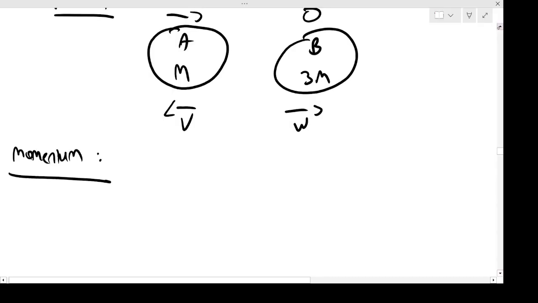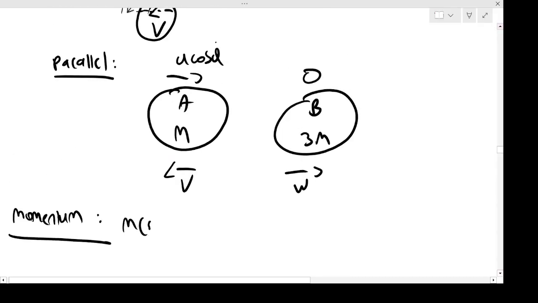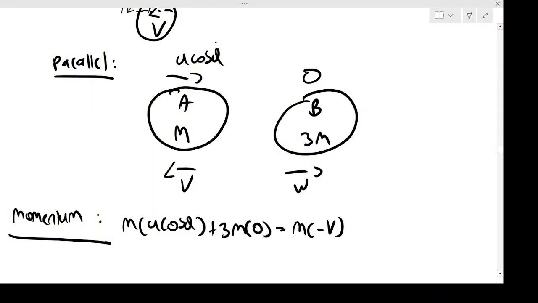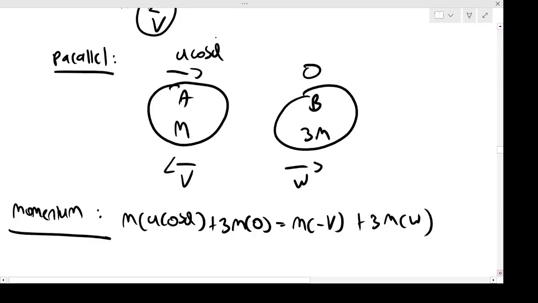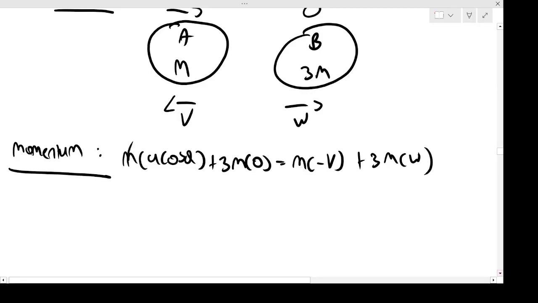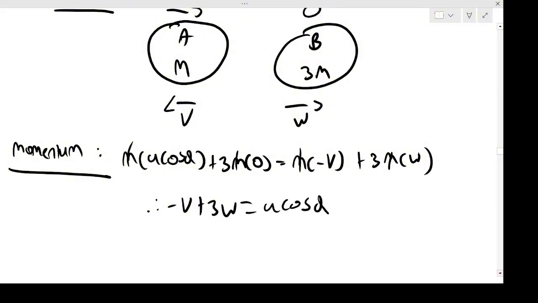So for A, it's going to be m lots of u cos alpha, add 3m lots of 0 for B, then afterwards it's m lots of minus V because it's in the negative direction, and then 3m lots of W. Then we can cancel the m's straight away. So therefore we get minus V, add 3W to be u cos alpha.